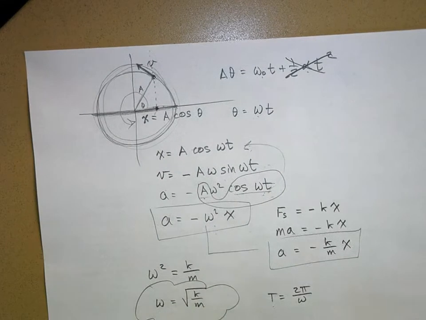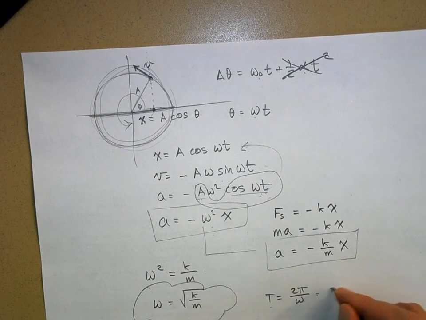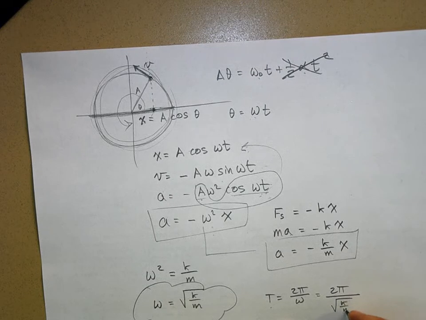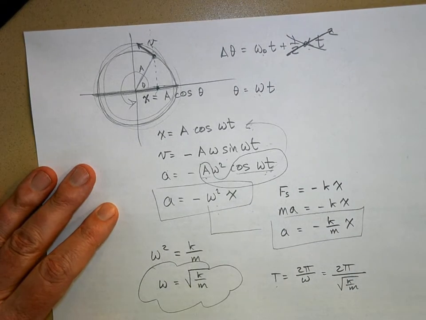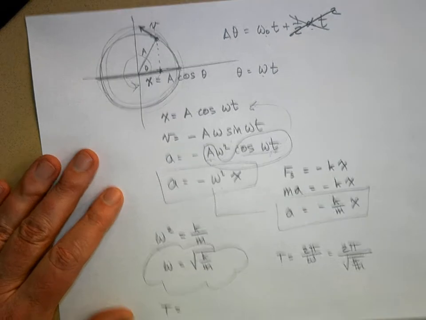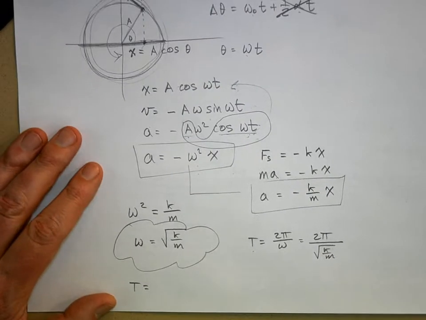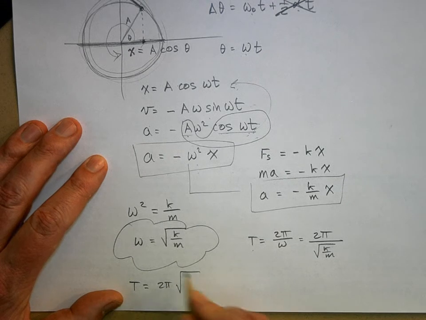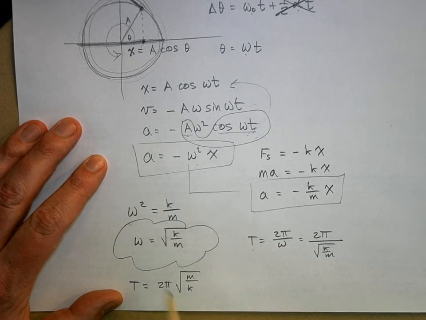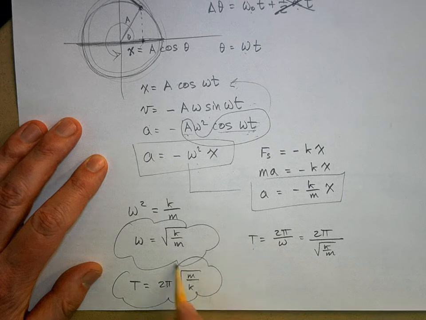Well, this is equal to 2 pi over the square root of k over m. And this gives me T equals 2 pi times the square root of m over k. Okay.